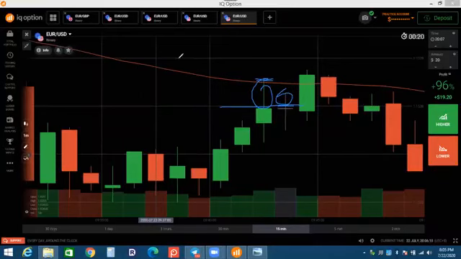Now, to understand this concept: touching the resistance, crossing the resistance, not touching the resistance. Touching the resistance and rejecting, it's a very, very strong level. The price is weak. Crossing the level and rejecting means the price is strong. The level is now weak.